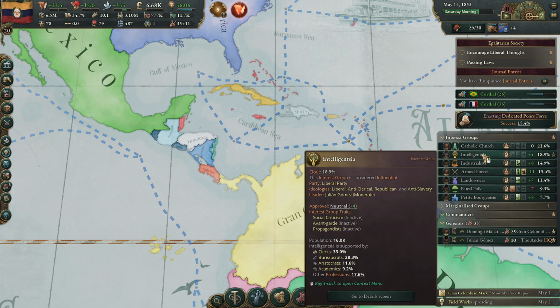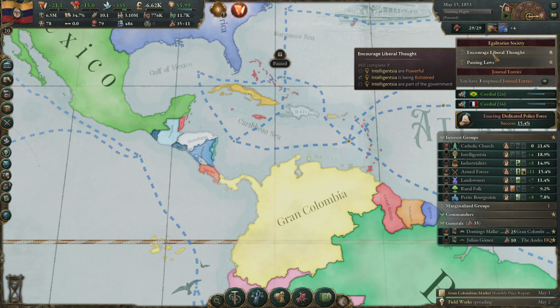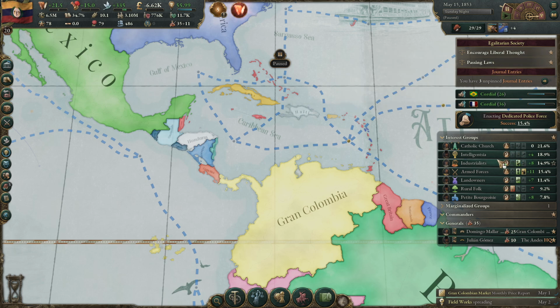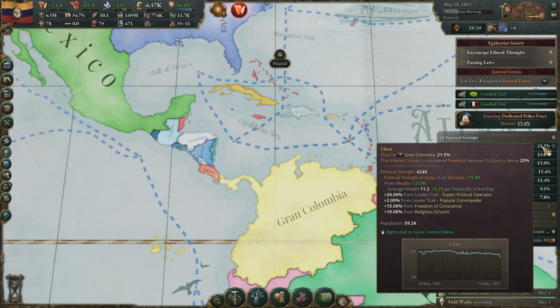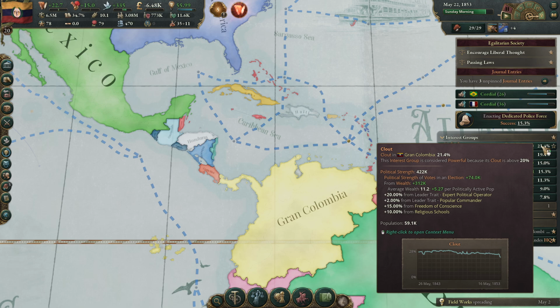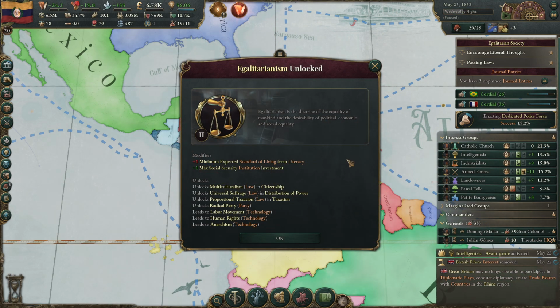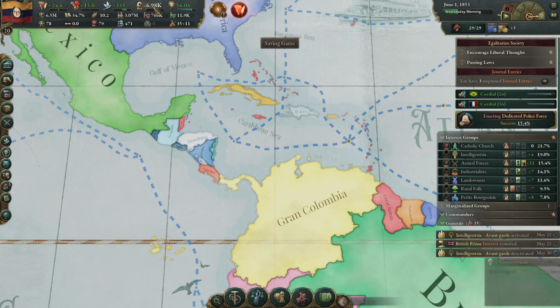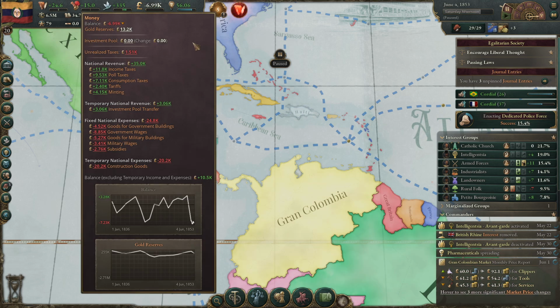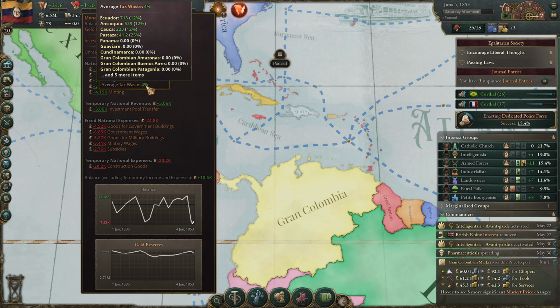Okay, the intelligentsia is now soon getting powerful. Church is still having way too much clout from the religious schools. Egalitarianism unlocked, right? Okay, we have almost no more unrealized taxes because the turmoil is over.